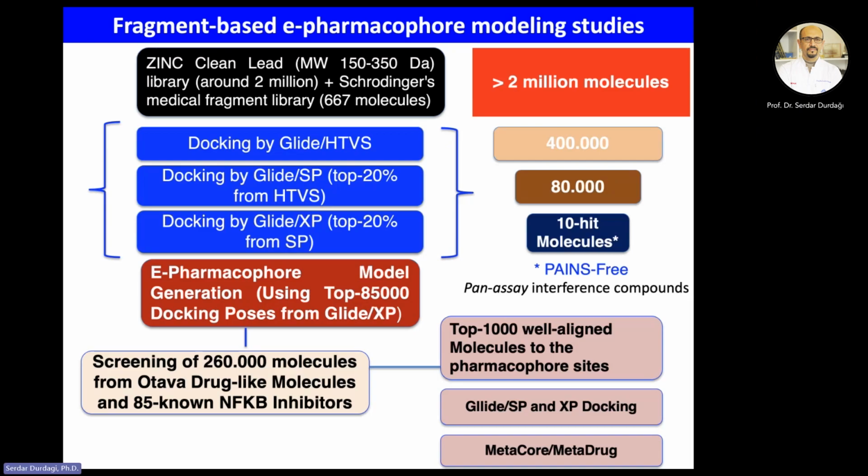Then we used this molecule to generate. Also, we used the top 85,000 molecule docking poses from Glide XP to create the ePharmacophore model generation. Based on these ePharmacophore hypotheses, we constructed the model and screened 260,000 drug-like molecules from Ottawa.